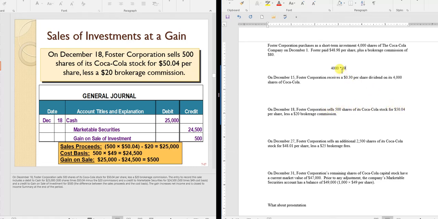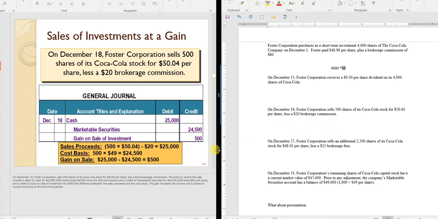So remember, I bought them for $49. I'm selling them for $50 less a $20 broker commission. So actually, you can make this in two journal entries, but we got 500 shares times $50.40. So we got that amount, but they kept a $20 broker commission, so I got $25,000. So I'm going to debit cash for $25,000. The next thing, I have to remove my marketable securities for what I put them in there for. I put them in there for $49 a share. I have to take them out for $49 a share.